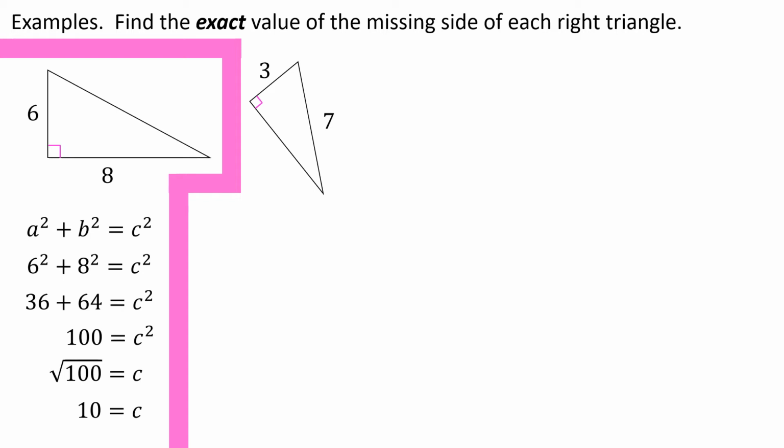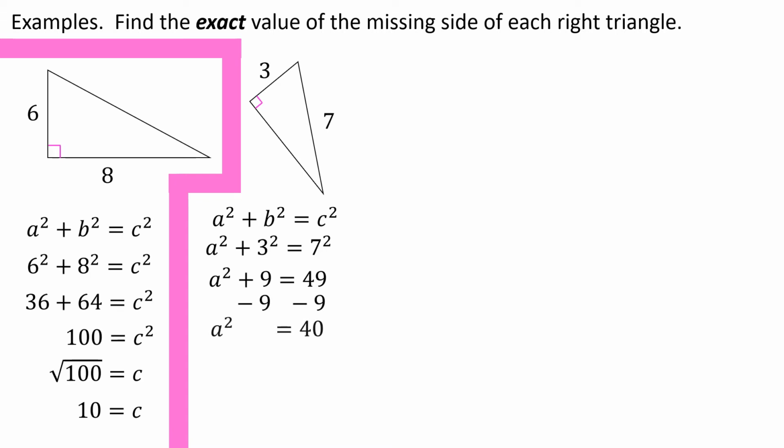Okay, here's another right triangle. And it looks like this time I do have the hypotenuse. So the hypotenuse, C, is going to be 7. And then 3, I can use that for either A or B. Take your pick. They're interchangeable. 3 times 3, of course, is 9. 7 times 7, of course, is 49. Let's subtract 9 from each side. And then I got to take the square root.